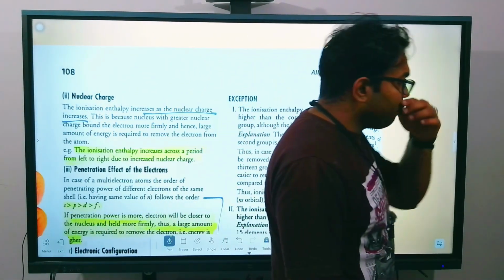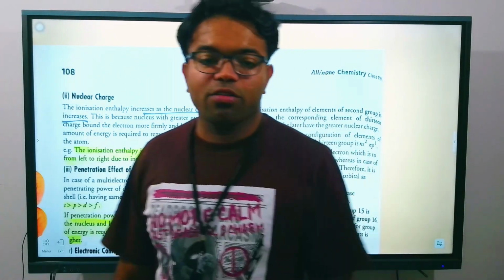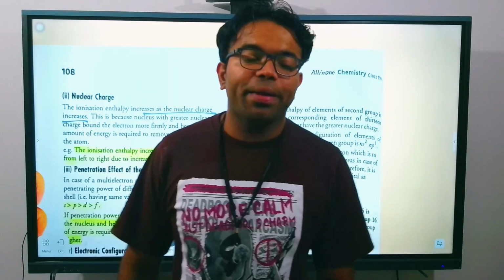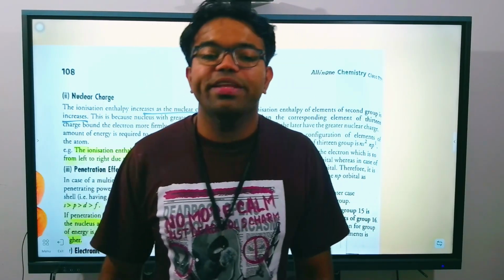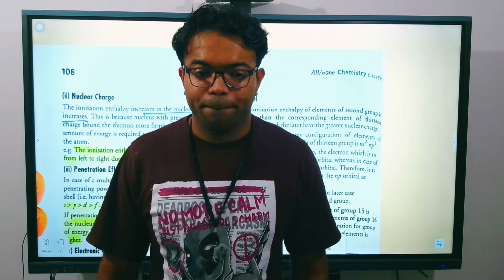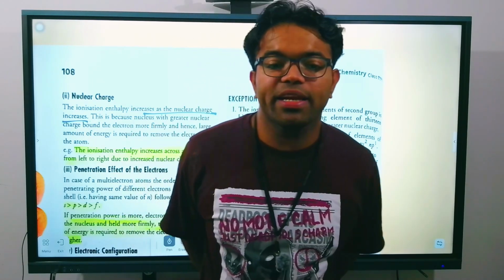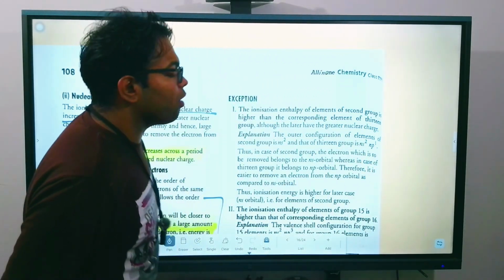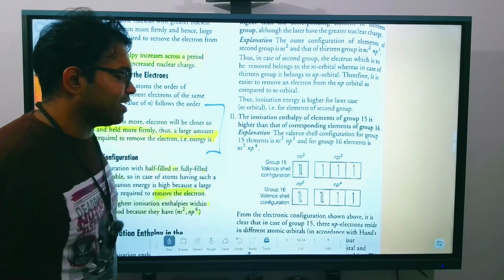So, Drupad, there are four orbitals: s, p, d, and f. It will be the easiest to remove an electron from the f orbital as compared to an s orbital because of the higher penetrating power of the s orbital. Understood the logic? There are multiple reasons. Another reason is that the s orbital is completely full. That is another property, but the more important one is the s character.